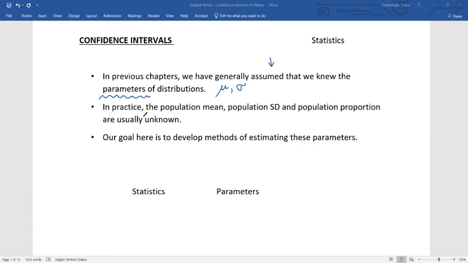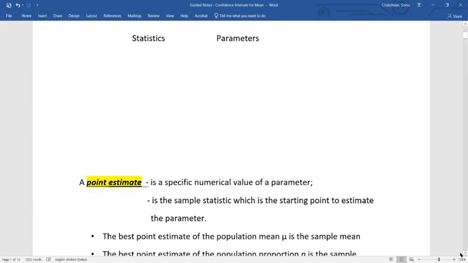So in practice, actually the population mean or the population standard deviation and the population proportion are, of course, unknown. So this is what we will try to do in this chapter. We will try to develop methods of estimating these parameters. And I gave you this example because we worked with the mean and the standard deviation, but we will also add the population proportion.